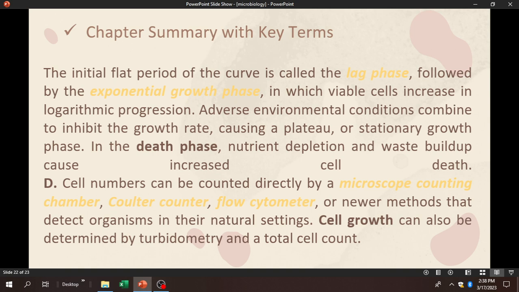Cell numbers can be counted directly by a microscope counting chamber, culture counter, flow cytometer, or newer methods that detect organisms in their natural settings. Cell growth can also be determined by turbidometry and a total cell count.